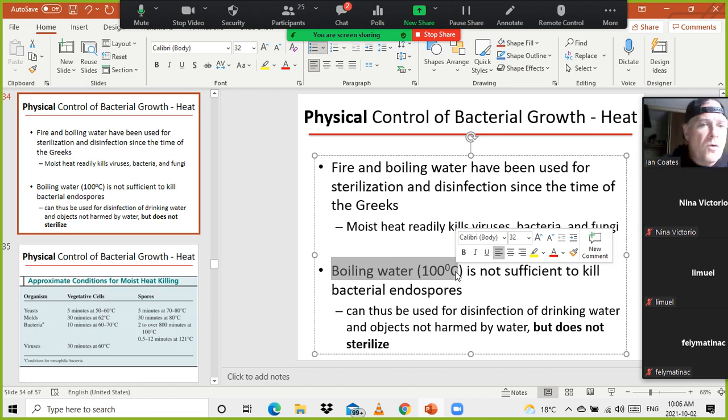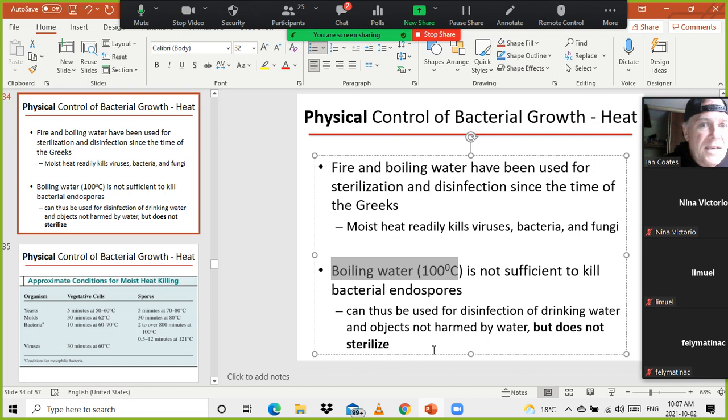Can be used for disinfection of drinking water and objects not harmed by water, but does not sterilize, okay? And you hear "boil water." I was living in Grey County, over by Owen Sound and Walkerton, a million years ago when the Walkerton water crisis happened. I think that would have been 1999, 2000, somewhere around 1999. And the entire town was under a boil water advisory.